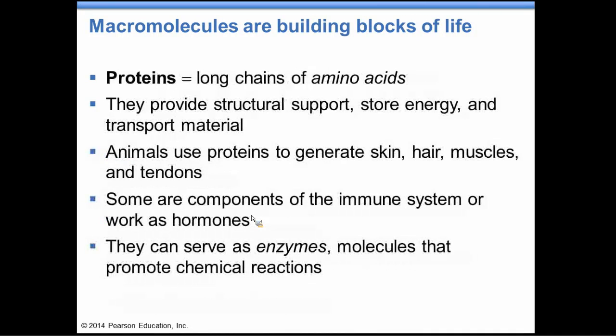Proteins consist of large chains of organic molecules called amino acids. They serve many different functions in living cells, providing structural support, energy storage, and immune system functions. They also act as chemical messengers as hormones and chemical reaction catalysts as enzymes.